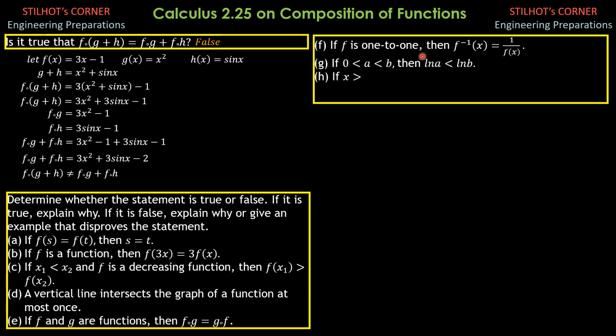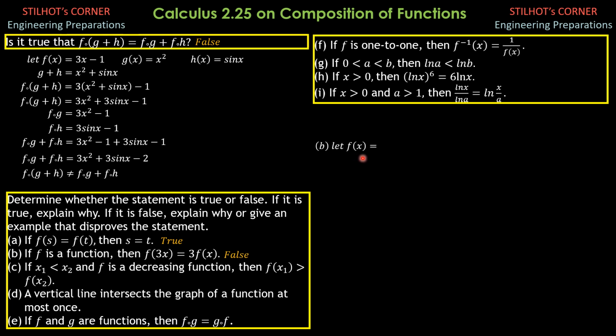We have more exercises. So again, this statement is true. If f is a function, then f of 3x is 3 times f of x. This is false. And let's disprove this statement by considering an example.